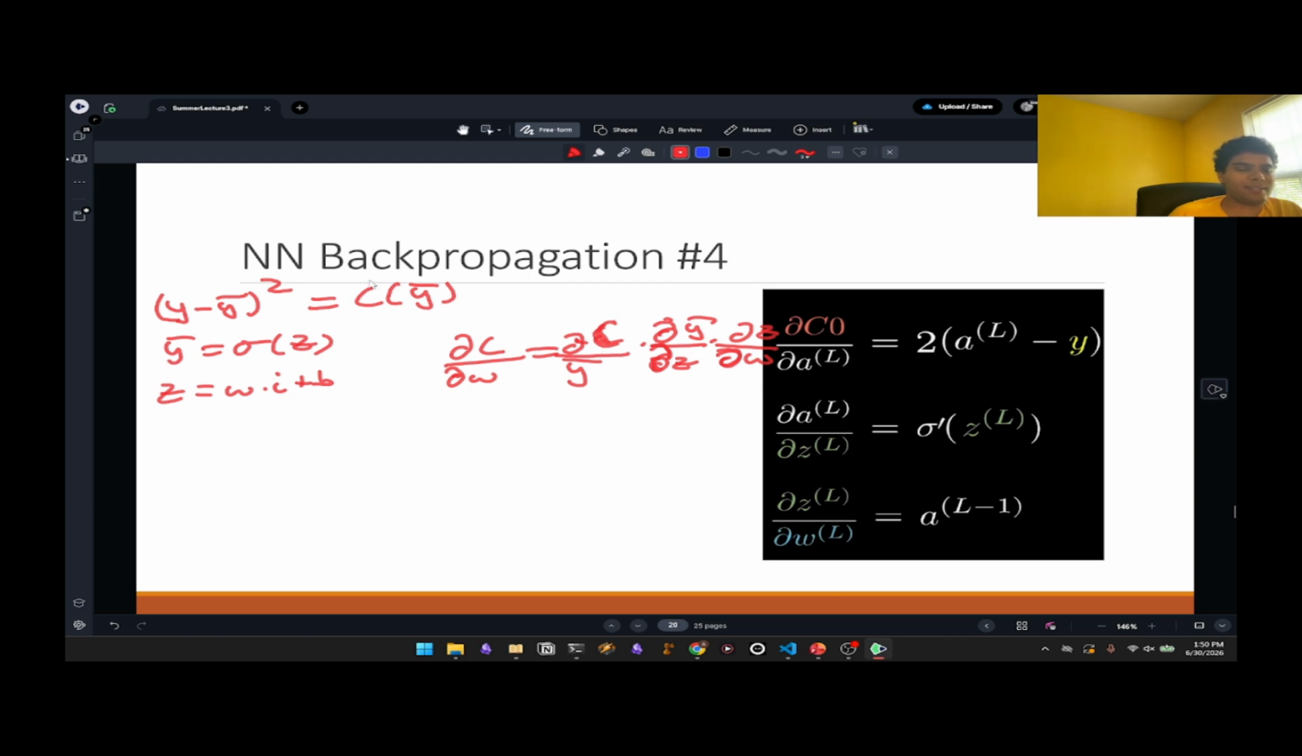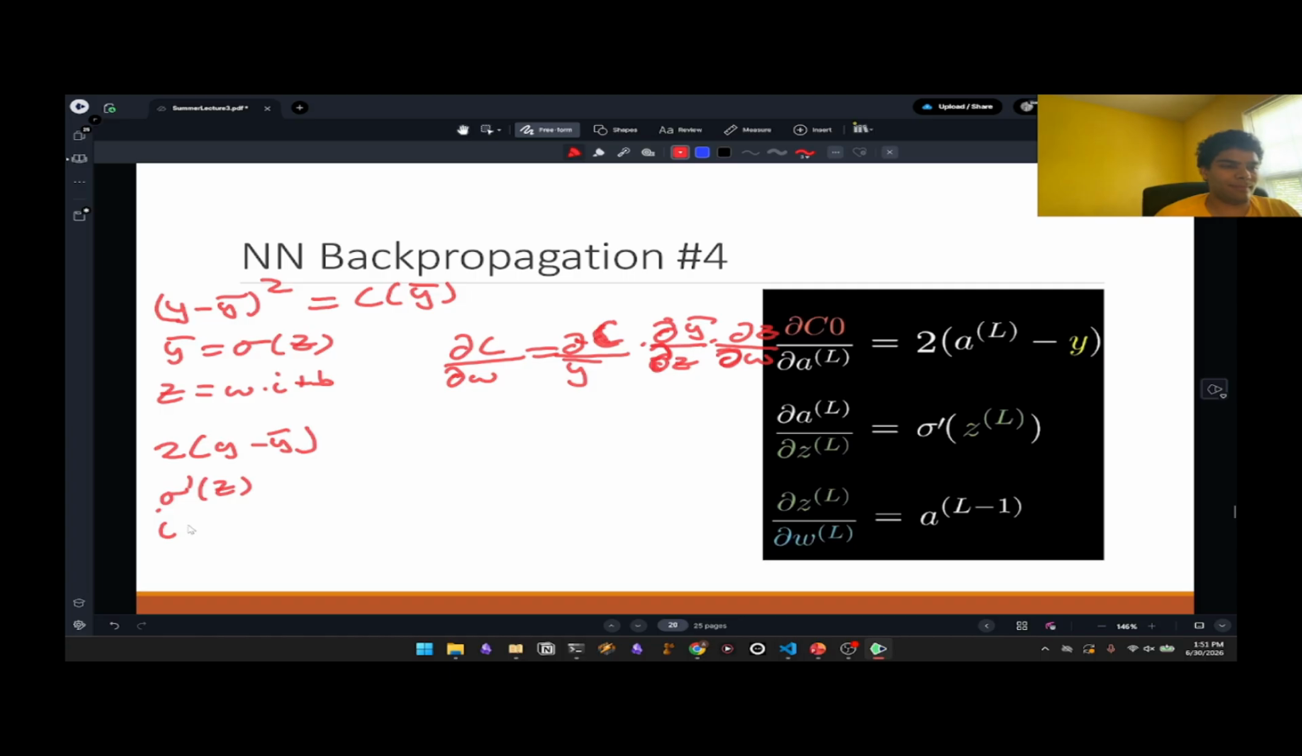If we were to take the derivative of this function, that would be 2(y minus y bar). So the derivative of the cost with respect to the value that you got is just 2 times the expected value minus the value that you got. And then the derivative of the value that you got with respect to z is just the derivative of the sigmoid of z. And then the derivative of z with respect to weights is just the inputs.